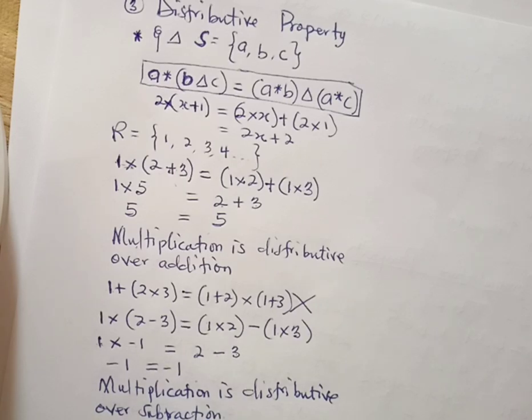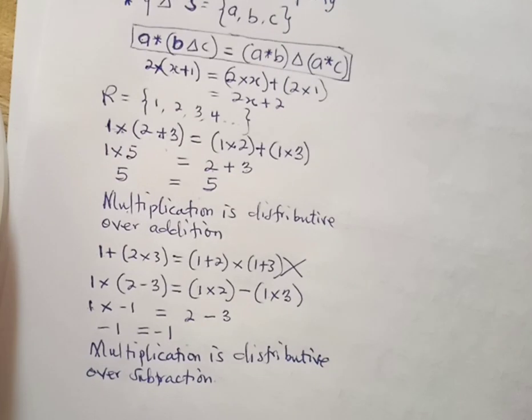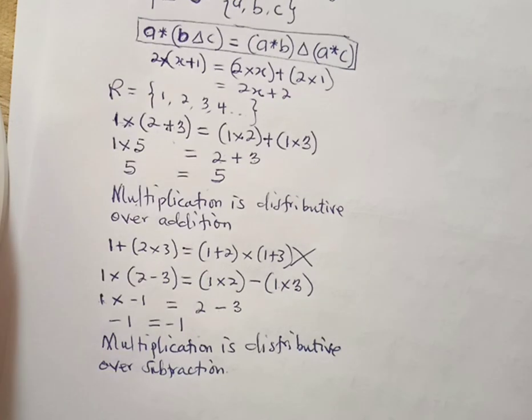So for the distributive property, when it comes to the four basic operations, it's only multiplication which is distributive over addition and subtraction. The rest we cannot get. The rest cannot work. We can't say addition is distributive over multiplication. We cannot also say division is distributive over multiplication. So it deals only with multiplication being distributive over addition and subtraction. So take note of this. So that is the distributive property.